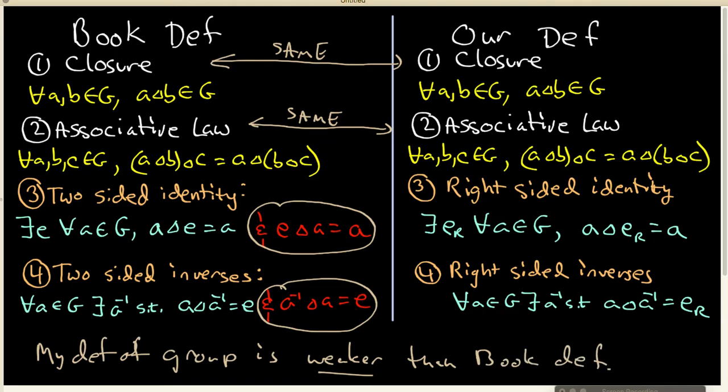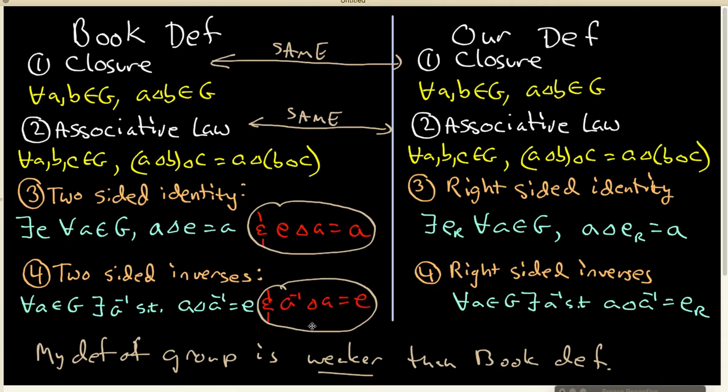Meaning there's fewer things that you have to show in order to claim said structure is a group. For my definition, all we have to do is show that the identity element works on the right, and all we have to do is show that the inverse element works on the right. In the book, you formally have to show the identity works on both sides, and you have to show that inverses work on both sides.